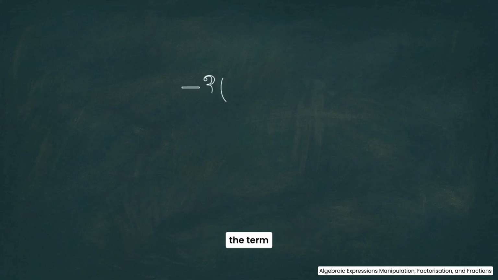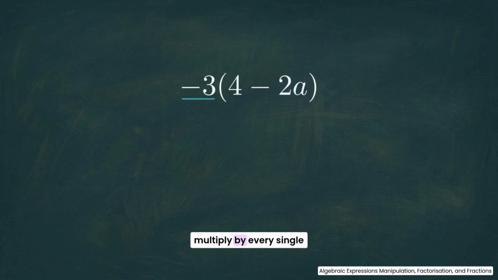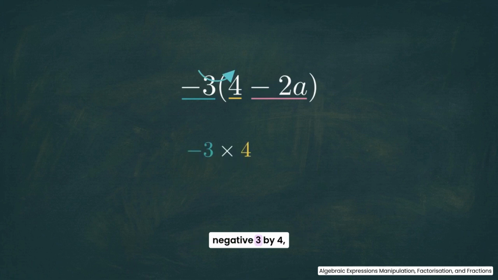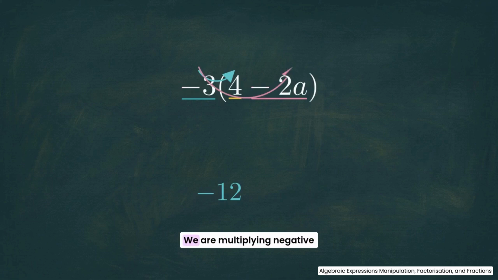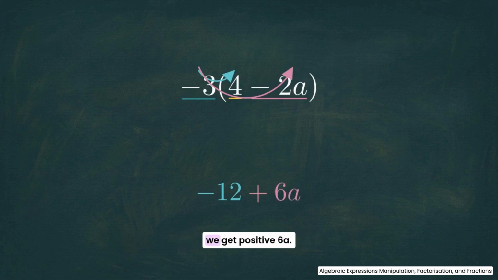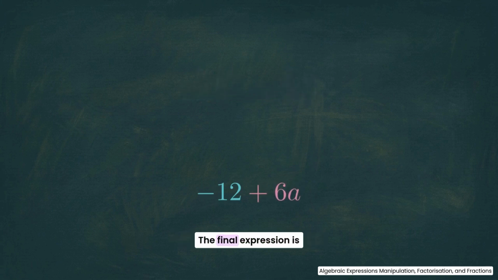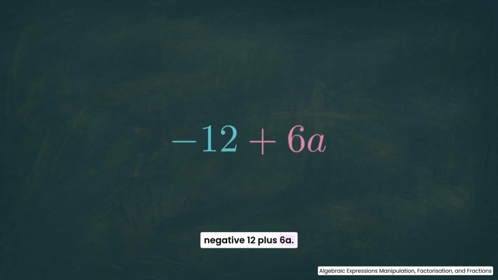Expanding a bracket means the term on the outside must multiply by every single term on the inside. We start by multiplying -3 by 4, which gives us -12. Pay close attention to the signs here. We are multiplying -3 by -2a. Since multiplying two negatives results in a positive, we get positive 6a. The final expression is -12 plus 6a.